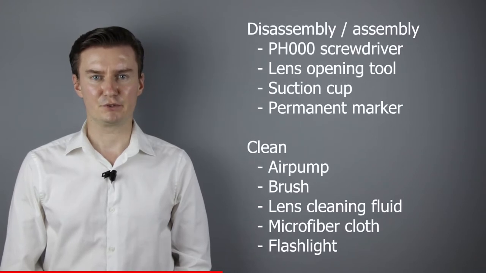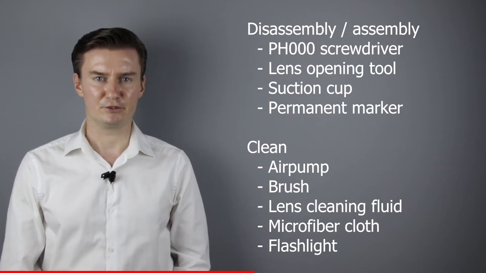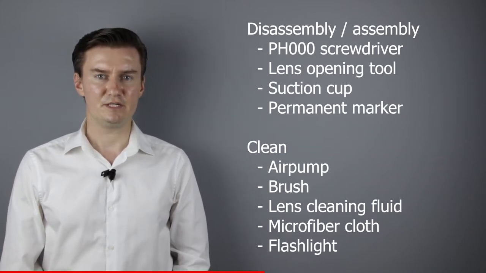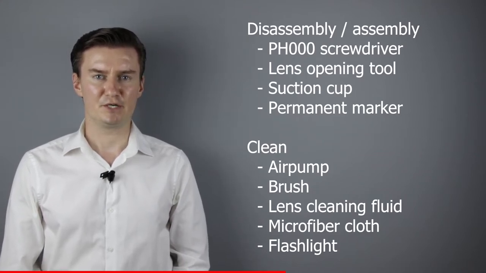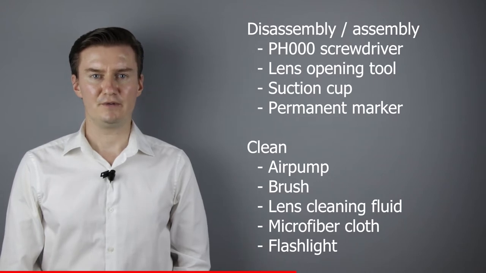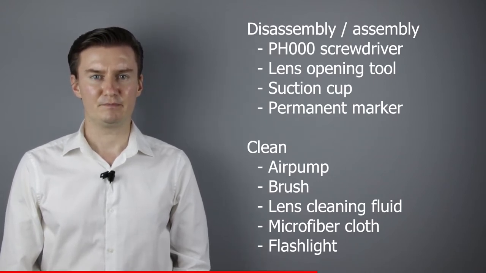Before I start, let me talk about the tools that I will use to clean the lens. For disassembly and assembly, I will use a PH30 screwdriver, a lens opening tool, a suction cup, and a permanent marker. For cleaning the lens, I will use an air pump, a brush, lens cleaning fluid, and microfiber cloth. Also, I will use a flashlight to check the lens elements. If you're interested in buying them, then the links are in the description below.